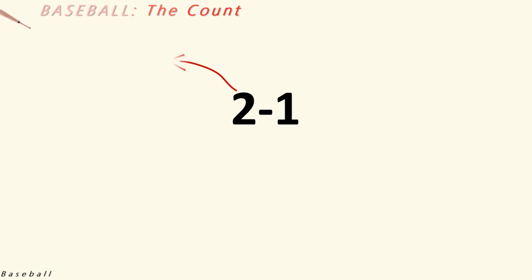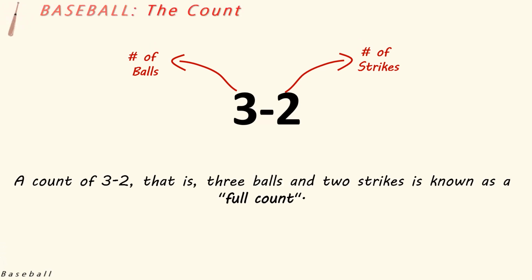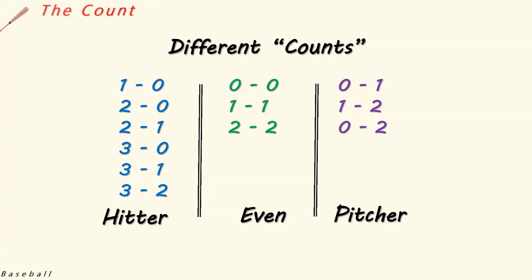Now let us understand what a count means in baseball. The count denotes the number of balls and strikes a batter has in his current plate appearance. It is announced as a pair of numbers, for example 2-1, with the first number referring to the number of balls and the second number giving the number of strikes. A count of 3-2, that is 3 balls and 2 strikes, is known as a full count.